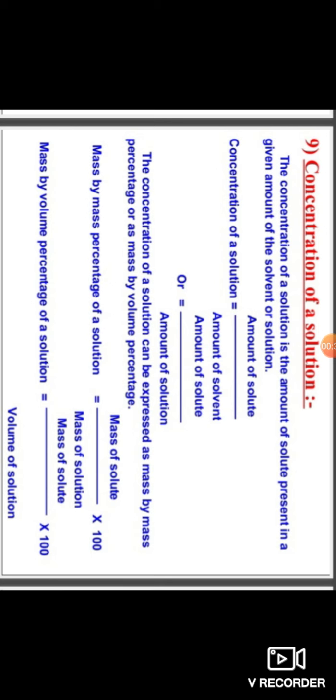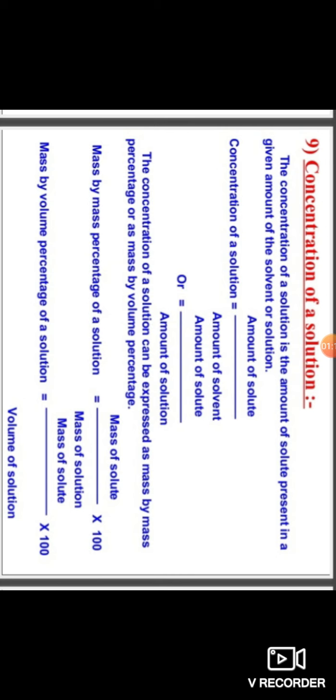In the previous class, we discussed solutions. Once again, I repeat it: a solution is a homogeneous mixture of two or more substances. That's why it is called a solution. For example, lemonade tastes the same throughout. This shows that particles of sugar or salt are evenly distributed in the solution.